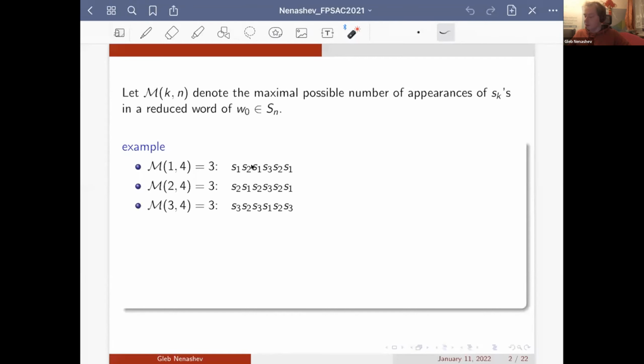these numbers are distinct. For example, when n is 5, we have 1,5, 2,5, 3,5, and 4,5. And these numbers are 4, 5, 5, 4. And it's not a special situation that this is symmetric.